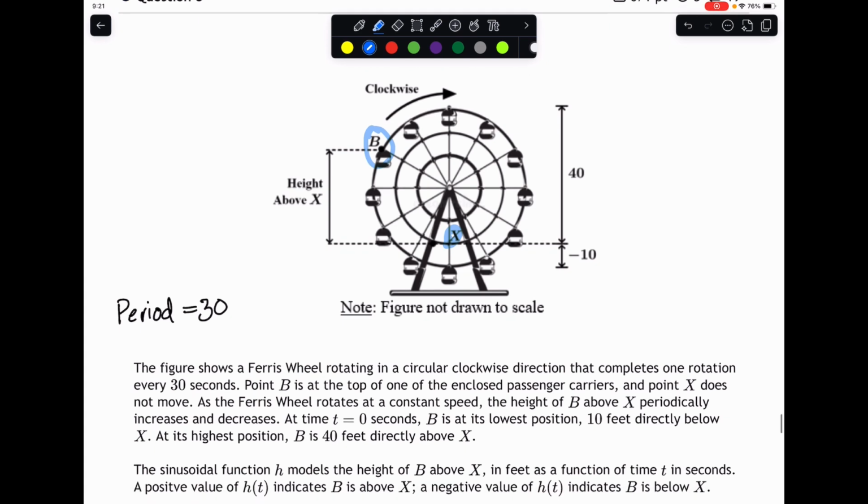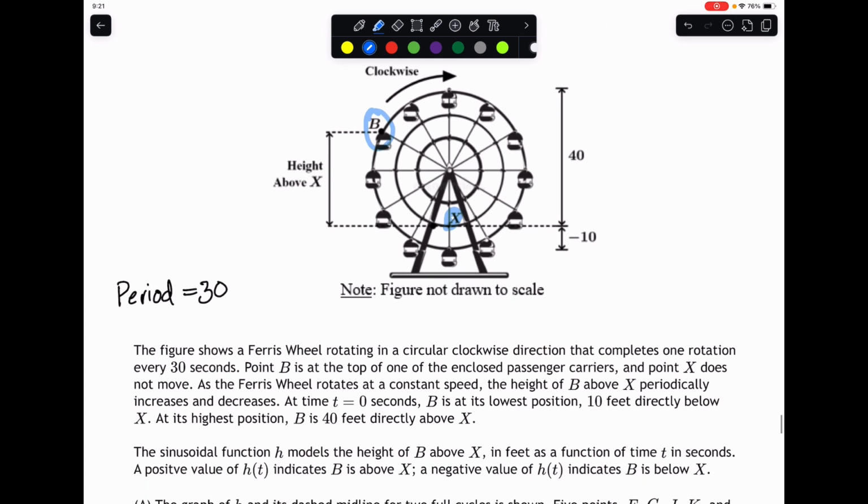At t equals 0 seconds, B is at its lowest position. So this point B is going to be down here, 10 feet directly below the x-axis, as you see right there. So -10. At its highest position, B is 40 feet directly above X. So up here, that distance from X is going to be 40.